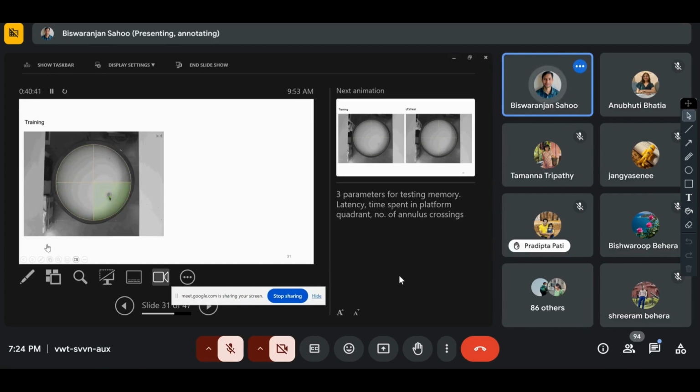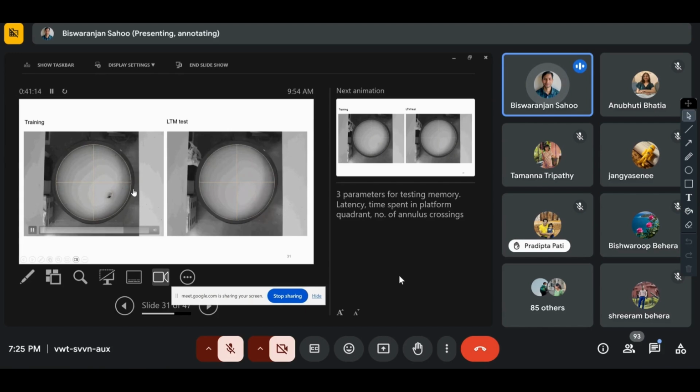Once it found the platform, we let it stay there for 30 seconds. During the 30 seconds, there are different cues. There is a doll here, there is a black box here, there is a rack here. So it tries to remember the position of the platform with respect to these cues. Like where my position is. That 30 seconds is crucial. So the training is done.